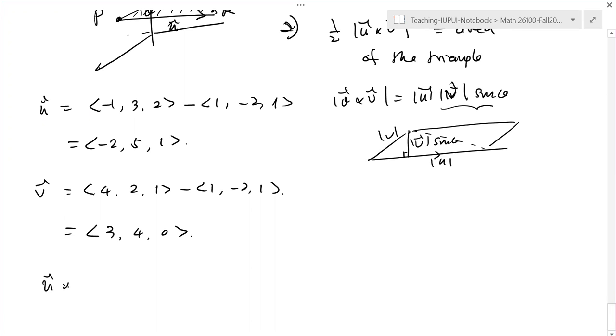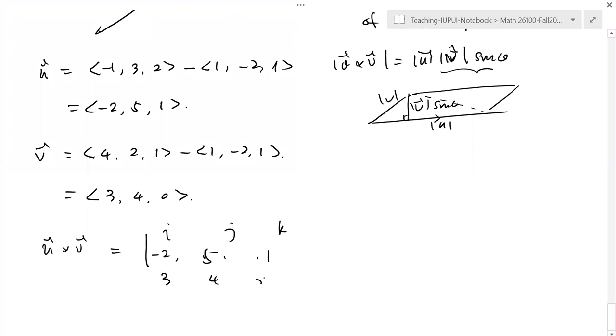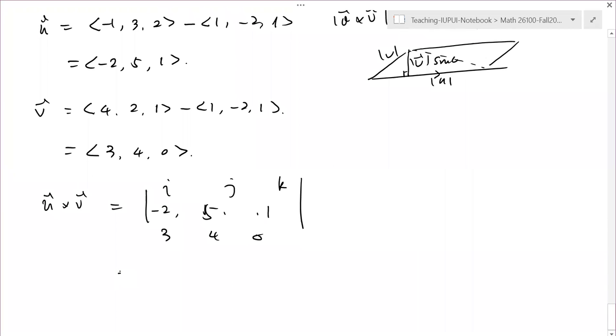Then the cross product is going to be i, j, k. So you take -2, 5, 1, and 3, 4, and 0. So you end up with -4, right? Yeah, let's do the quick. Plus 3j. The last one will be -8 minus 15. So it's going to be -23.